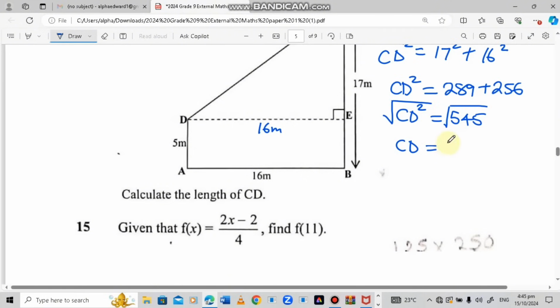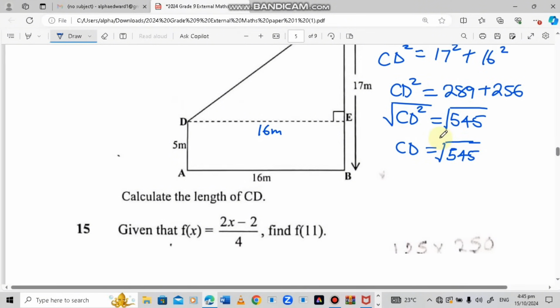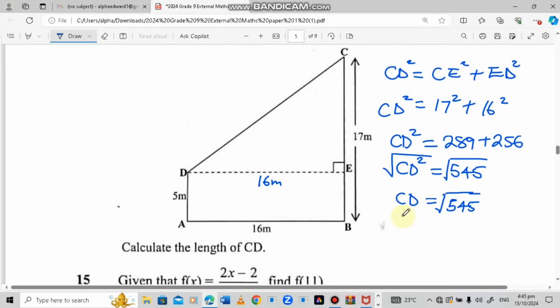So, what is inside here is a non-perfect square, so you just leave it like this, the square root of 545. But if this number was a perfect square number, you are going to give the actual value. Okay, so meaning CD is the square root of 545, the square root of 545.